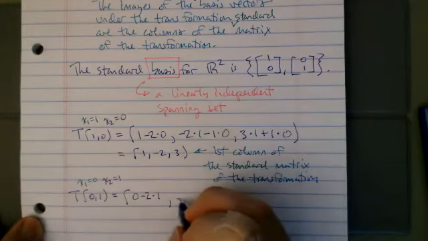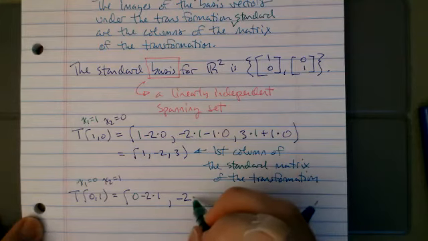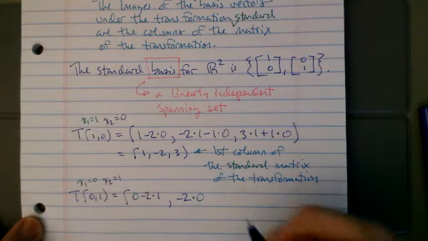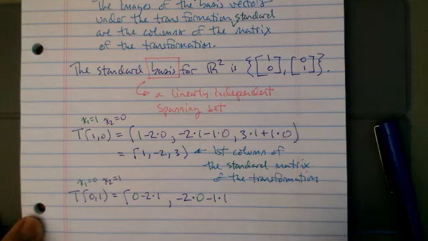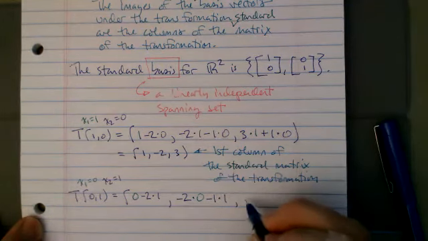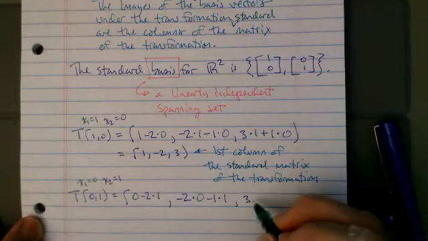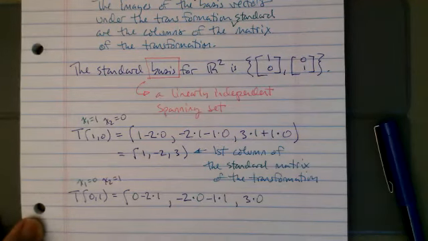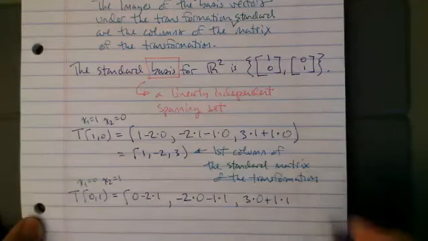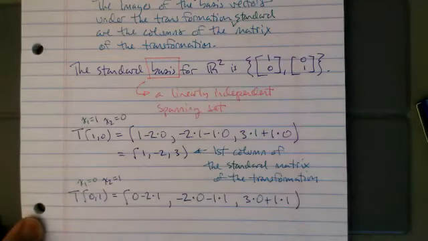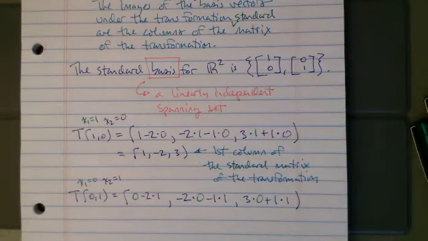The next entry is negative 2 times 0 minus 1 times 1. And then the next entry is 3 times 0 plus 1 times 1. This is in gory detail. You should absolutely not write this much detail, even if I say show your calculations.